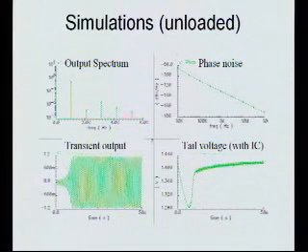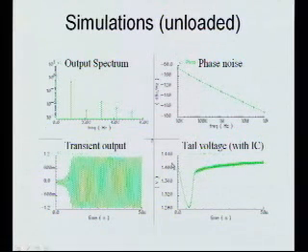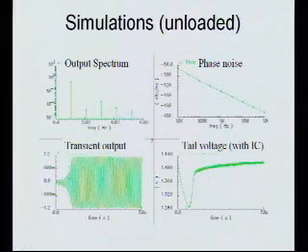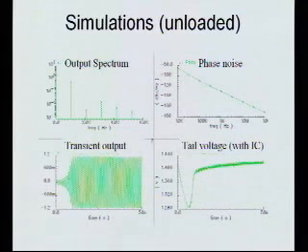This is in nanoseconds. This last one is just to show that one of the bias points inside of the oscillator actually varies as it rings up, which has some interesting properties in terms of stability, but I'm not going to go into that.